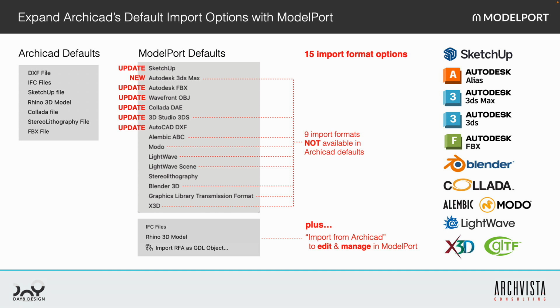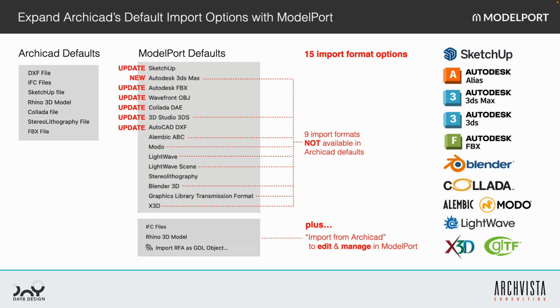So what ModelPort does is it basically offers 15 import options, of which 9 are formats that are not available in Archicad by default. The ones you see up there at the top, we have updated the SketchUp format, which we'll talk about in a second. We have the new Autodesk 3ds Max format. And we've also updated the Autodesk formats, which are FBX, OBJ, DAE, 3ds, and DXF. It's important to update these periodically, in fact yearly, because we see regular updates from these software developers. And so that's what we're doing this time around.